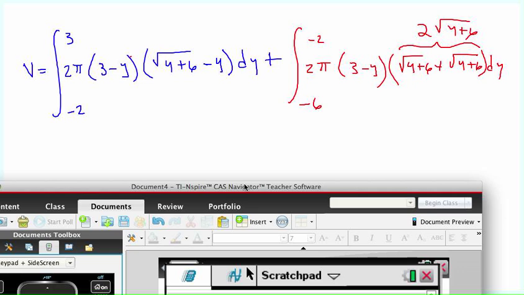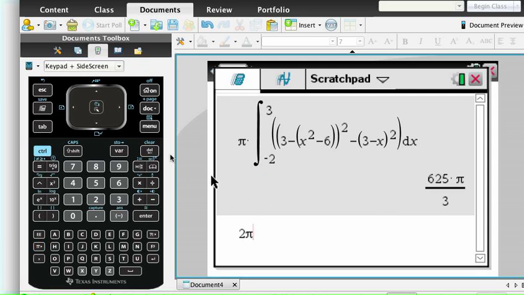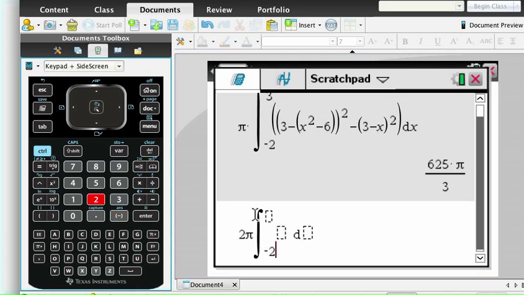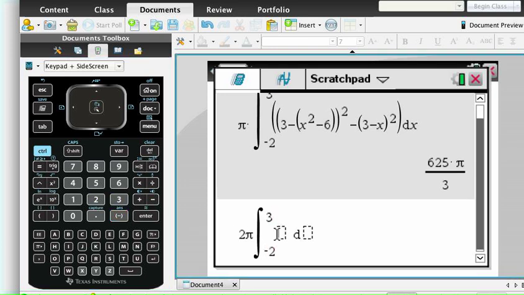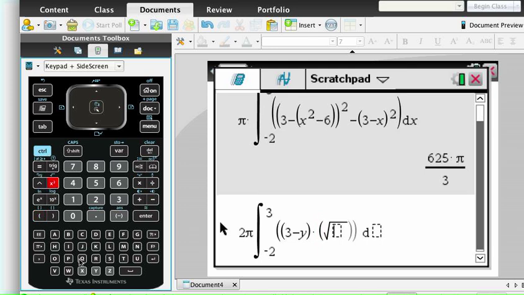So if I bring my calculator just to evaluate this, let's see. It's 2 pi in both cases, 2 pi times the integral from -2 to 3 of, parenthesis, another parenthesis, the radius, which is 3 minus y. I'm closing this parenthesis, times the next parenthesis, which is square root of y plus 6 minus y, because that was the line. Close the parenthesis, close the other one, and I'm talking about y.